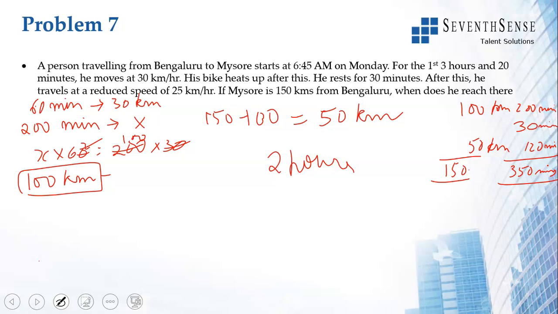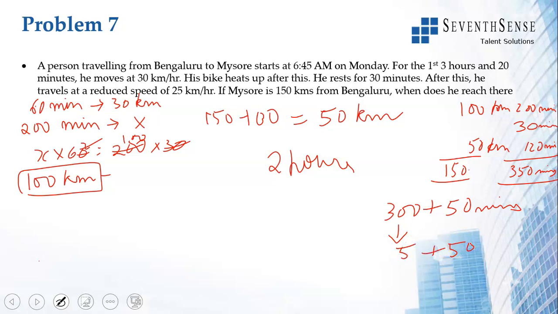So what is 350 minutes? Let us divide and see. Adding 350 minutes to 6:45 might be a little difficult. So what do I do? I divide it by 60, right? So if I divide by 60, 300 and then another 50 minutes. Okay, 300 plus 50 minutes. So this becomes 5 hours, and then I add 50 minutes.